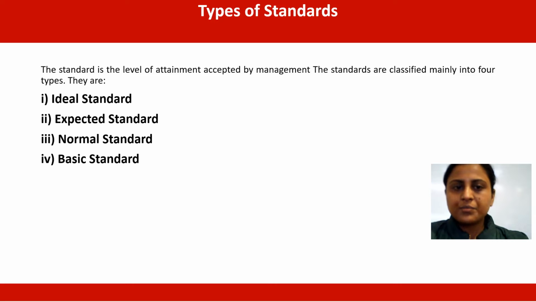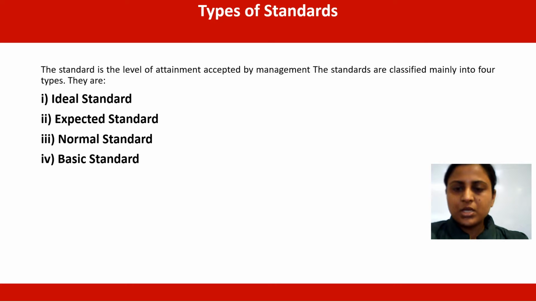Second comes expected standard. So this is the standard which is actually expected to be achieved. The standards are set on expected performance after allowing for a reasonable allowance for unavoidable losses. So standards are normally set on short-term basis and require frequent revision. Now expected standard is actually more realistic than the ideal standard.